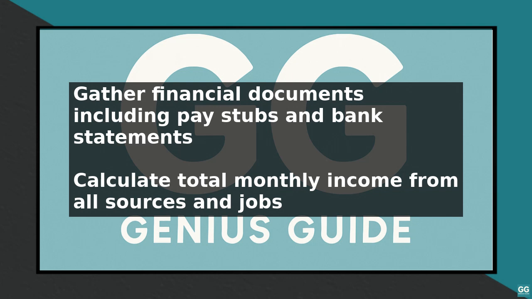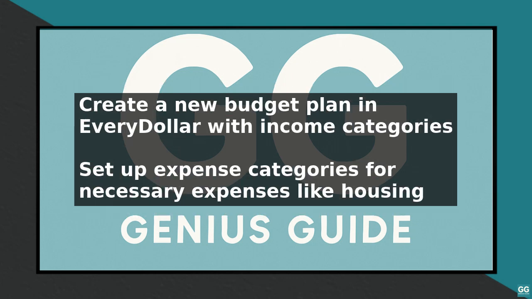Now, create a new budget plan in EveryDollar by setting up income and expense categories. Start by adding your income. Then create categories for necessary expenses, such as housing, transportation, and food. Assign a budgeted amount to each category based on the 50-30-20 rule.